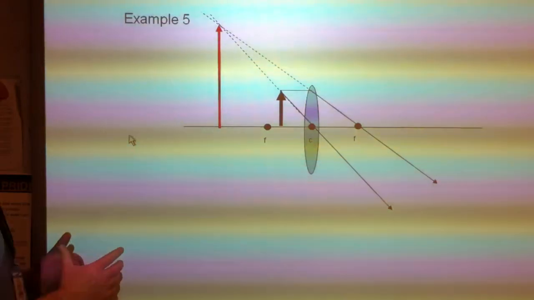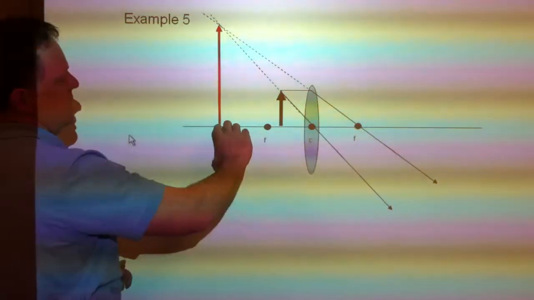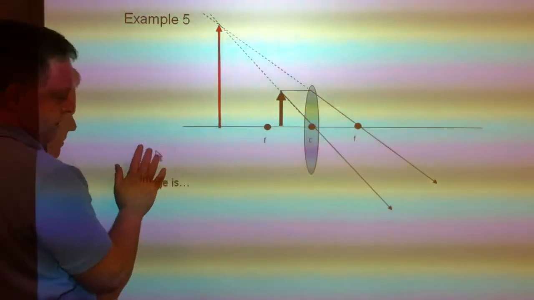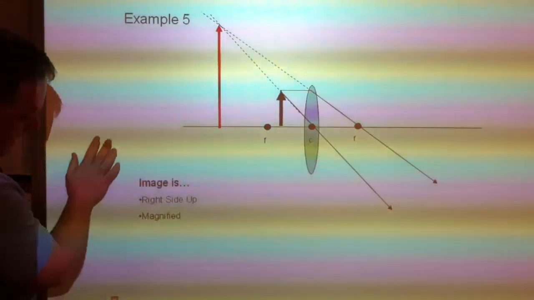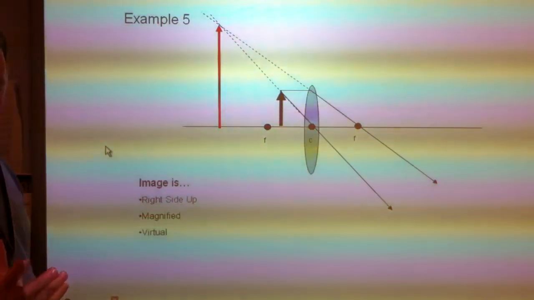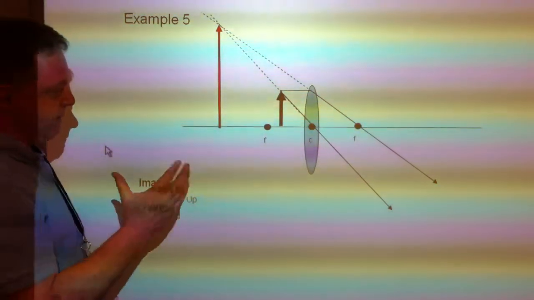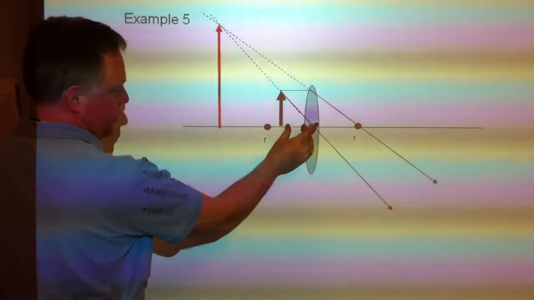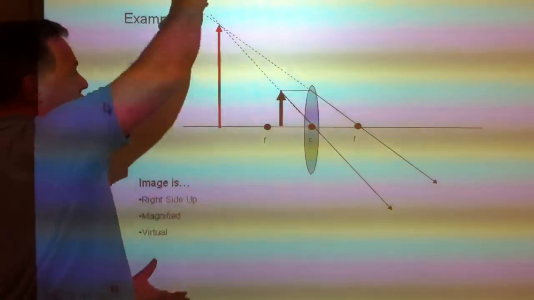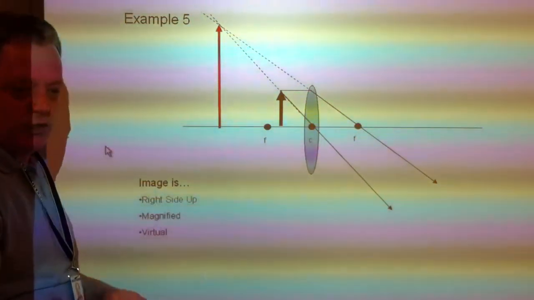So just like for the mirror, when I get really close, it ends up being magnified and right side up and virtual. So right side up, magnified, and virtual. A use for this is a magnifying glass. If we want to use a magnifying glass, we put it really, really close to the object we want to look at, and then the object is magnified and right side up to make it easier for us to see it.